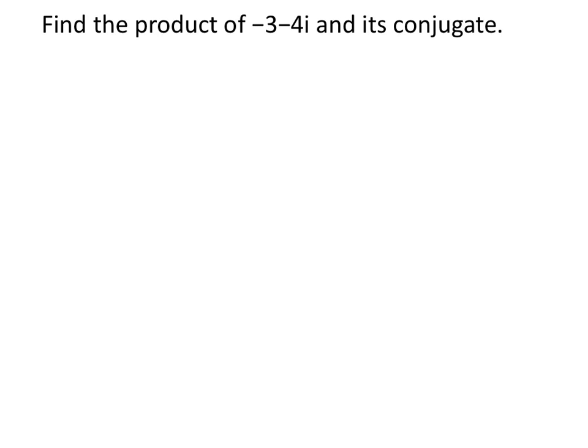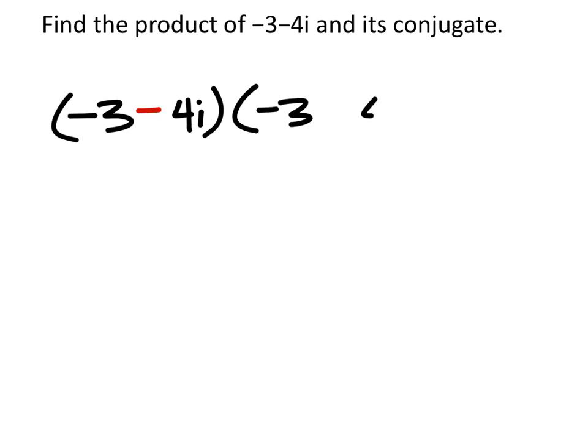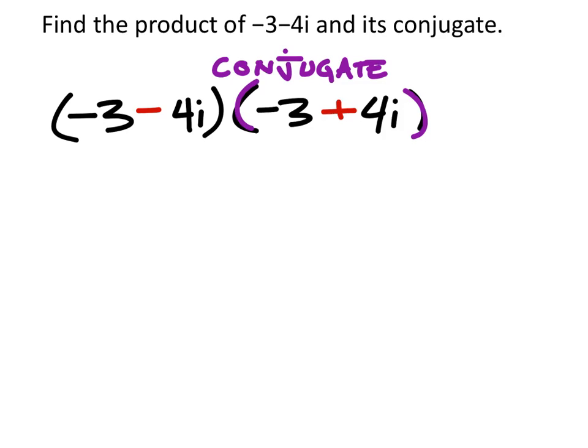Okay. Let's look at this. We got negative 3 and 4i, and the first one is subtraction. So the next one with negative 3 and 4i would be addition. That would be its conjugate. So we know what its conjugate is. All right, there's our conjugate.